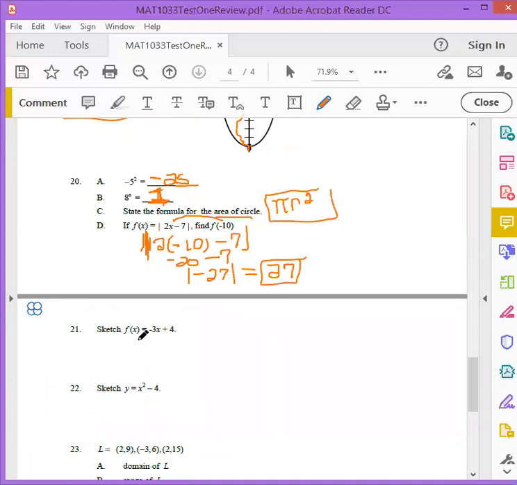For number 21, you're asked to sketch the function f of x equals -3x plus 4. So we're going to create a table, one column for the x coordinates, one column for the y coordinates, and we're just going to substitute the points 0 and 1 into our function. So when x is 0, we have -3 times 0 plus 4. So your y value would be 4. When x is 1, we have -3 times 1, that gives us -3 plus 4. And -3 plus 4 gives us 1.